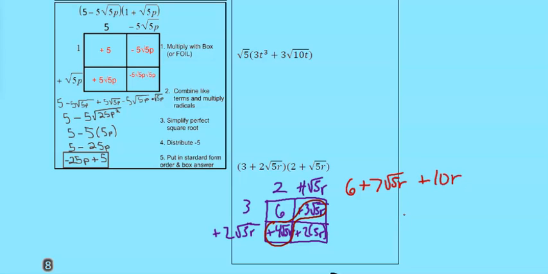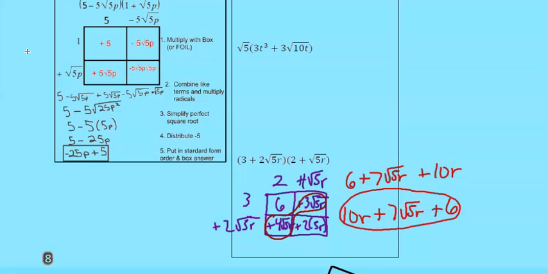If we were to put this in standard form, we would just reverse the order with the 6 and the 10r. So go ahead and finish the rest of the questions on this page and then move on to the next page.